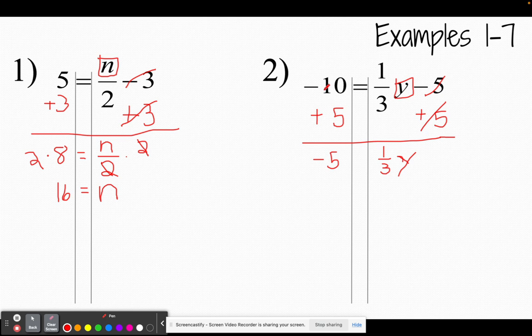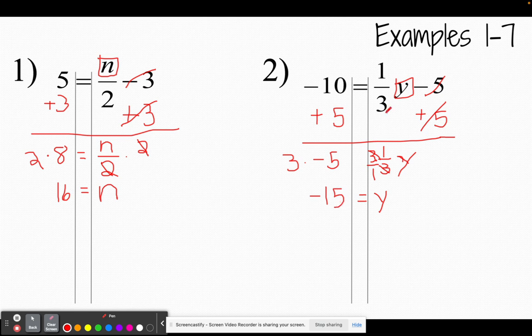Negative 10 plus 5, negative 5. Okay, remember when we have a variable attached to a fraction, we will multiply by the reciprocal to get rid of it. So the reciprocal of 1 over 3 is 3 over 1, just plain 3. This will cancel out. I'm left with y equals negative 5 times 3, which is negative 15.